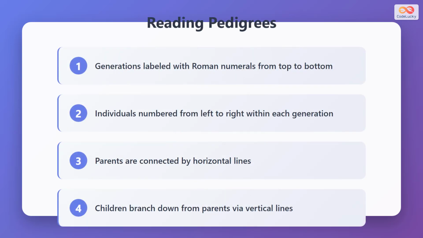To properly read a pedigree, follow these key rules. First, generations are labeled with Roman numerals from top to bottom. The oldest generation is at the top. Second, individuals are numbered from left to right within each generation. Third, parents are connected by horizontal lines. And fourth, children branch down from their parents via vertical lines. These conventions make pedigrees universally understandable.